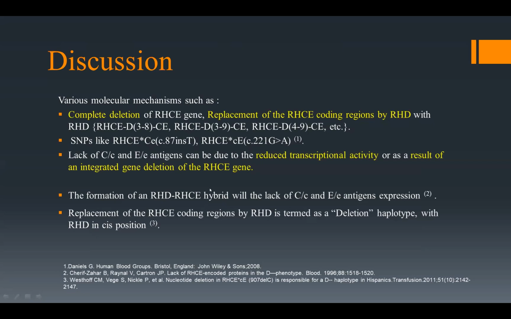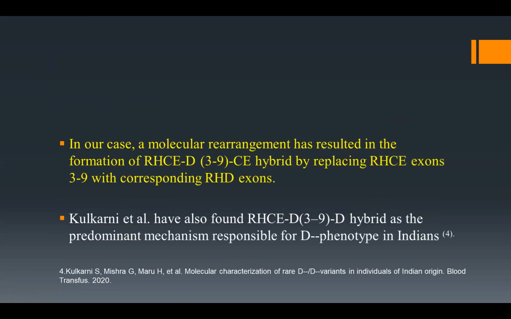So whatever it is, there will be an Rhd-Rhce hybrid which will lack the antigenic expression for the CCEE antigens. The replacement of the Rhce coding regions by the Rhd gene is otherwise known as a deletion haplotype, where the Rhd occurs to be in the cis position. And in our case, we have confirmed the reason for the D-- phenotype to be an Rhce-Rhd-Rhce hybrid, with exons 3 to 9 of the Rhce replaced by the D gene.